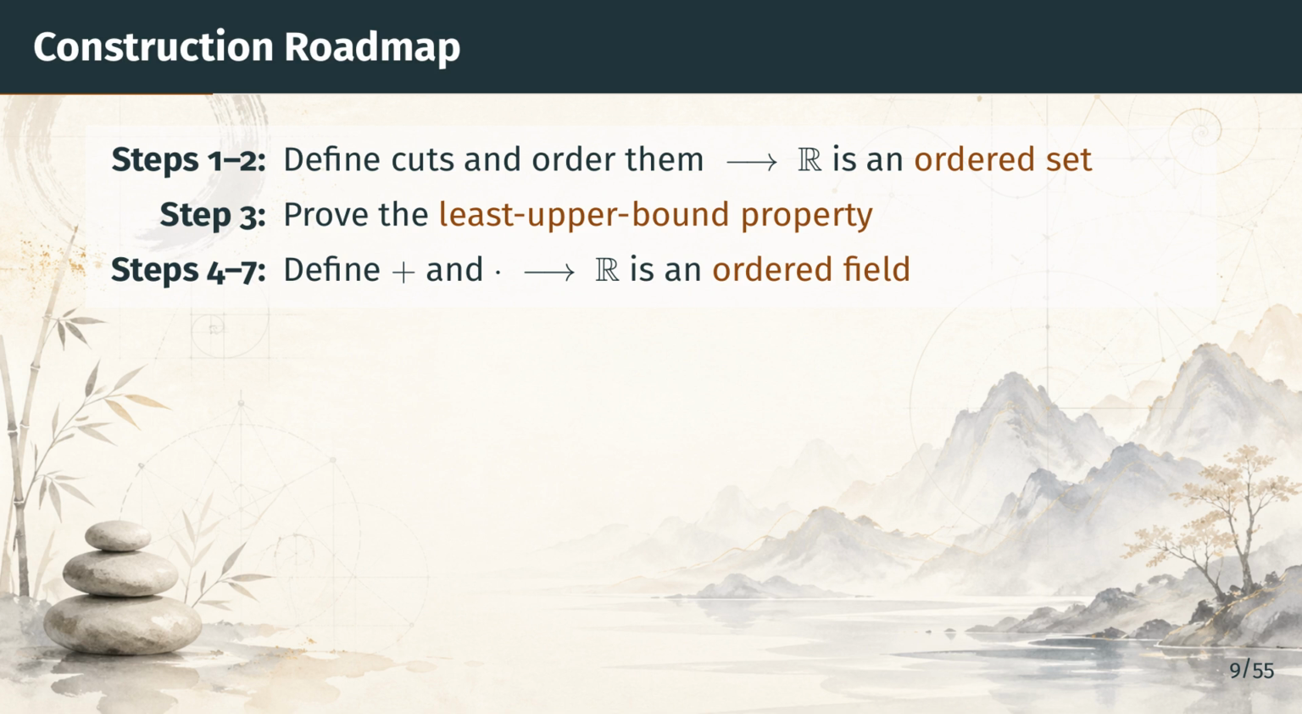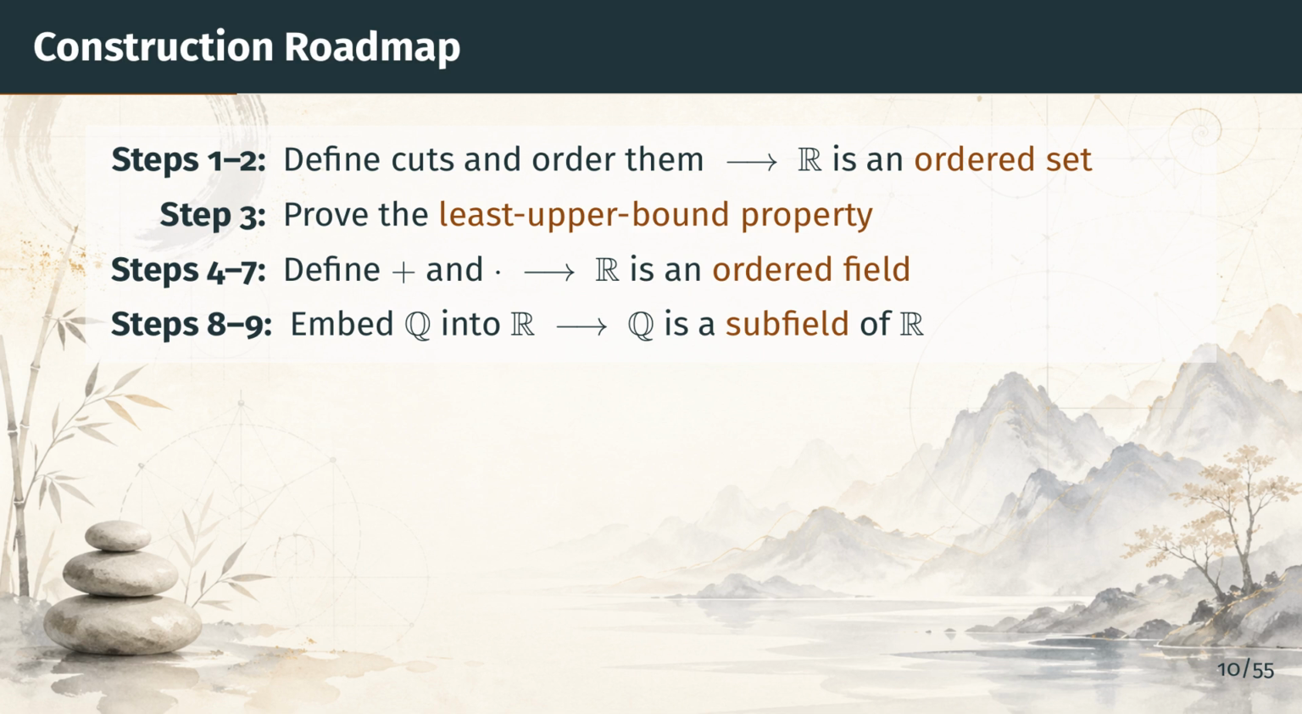Steps 4 through 7 equip the set of cuts with addition and multiplication, turning it into an ordered field. Addition is defined in detail. Multiplication requires a bit more care because of signs. And finally, we need to connect the rationals to this new field.